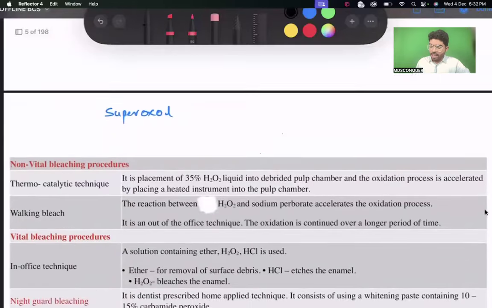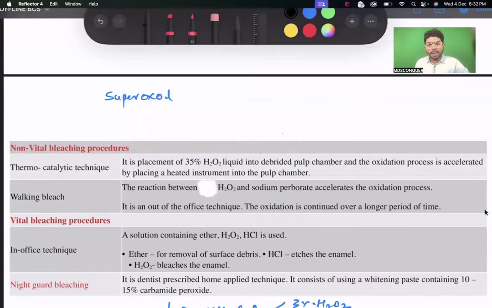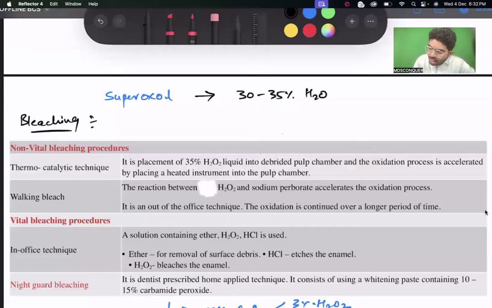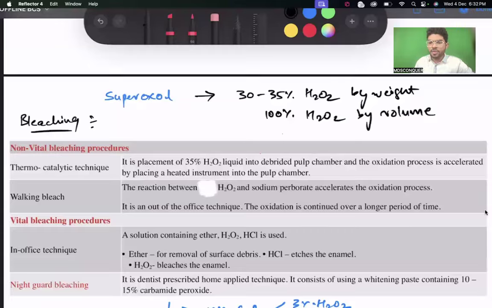So I'm jumping into the next part, bleaching, that most of you are familiar with. Which ingredient are you familiar with in bleaching? Yes, most of us are familiar with hydrogen peroxide, which is also called superoxol. What is the basic definition of superoxol? Superoxol is nothing but 30 to 35% of hydrogen peroxide by weight, or 100% of hydrogen peroxide by volume. This is the basic definition of superoxol.